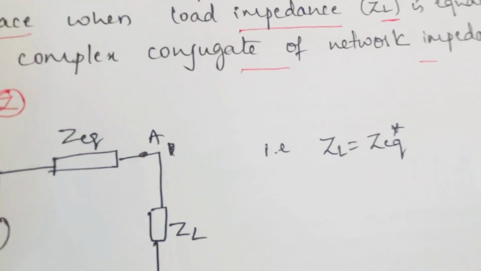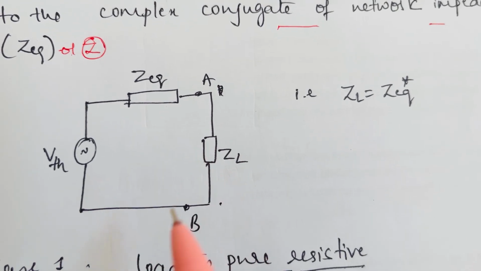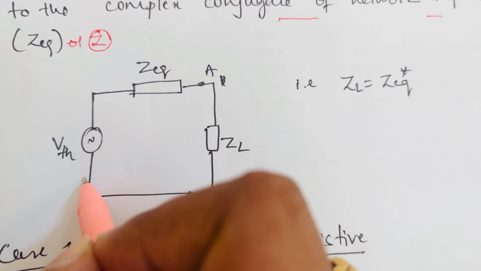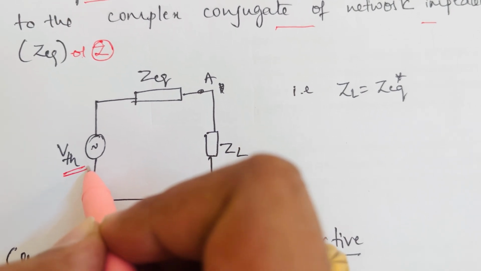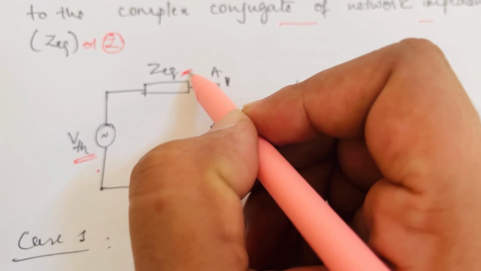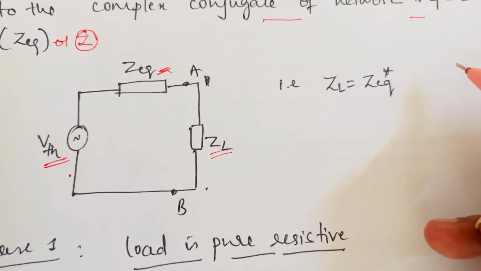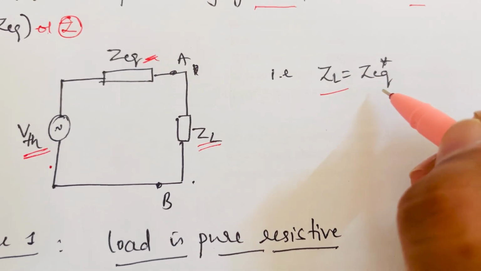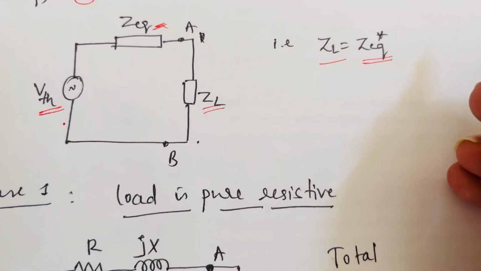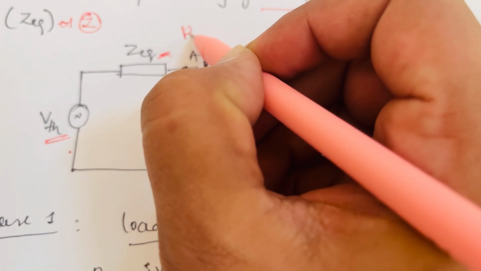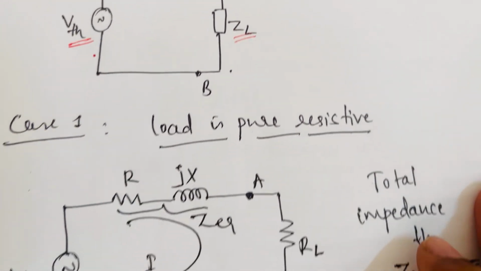For the maximum power transfer theorem, whatever circuit is given, you need to rewrite that circuit in the form of Thevenin's network, where it consists of an AC circuit with VTH as a source with respect to ZTH or Z equivalent, and the load is connected across the terminals A and B. It says that the load impedance is the same as the complex conjugate of the equivalent impedance. Z equivalent obviously has a resistor and reactance, so there are two cases.